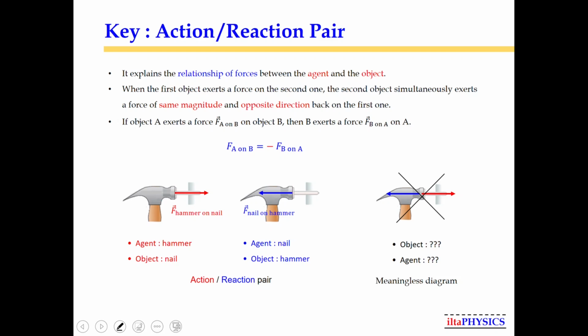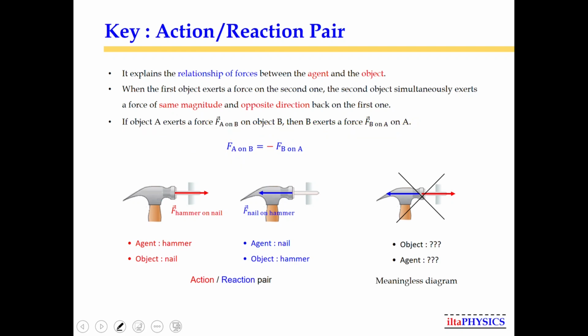The law of action and reaction describes the relationship of forces exchanged between the agent that applies the force and the object that receives it. Basically, it says that if one object exerts a force on another object, a force of equal magnitude and opposite direction is exerted back on the original object. We can express this with the following formula. This means the force object A exerts on B is equal in magnitude and opposite in direction to the force object B exerts on A.